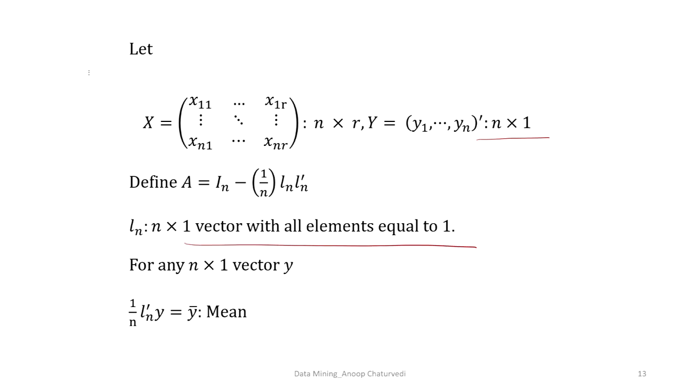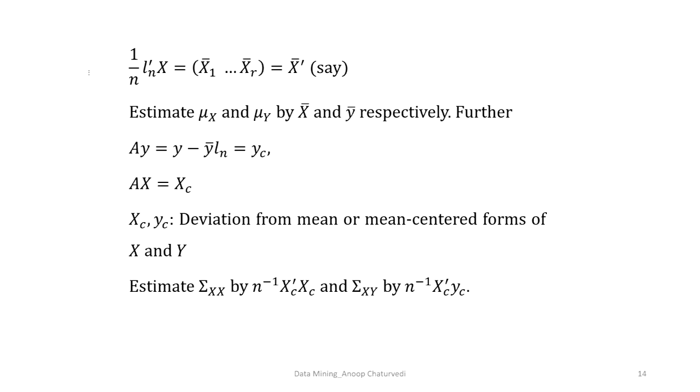And in the last lecture, we have observed this result. If we pre-multiply any n cross 1 vector y by ln transpose and we divide it by n, then we obtain y bar, the mean of y's. So, similarly, 1 upon n ln transpose x is equal to x 1 bar, so on x r bar, which we write as x bar transpose. Now, to estimate mu x and mu y, for estimating mu x, we use x bar, and for estimating mu y, we use y bar.